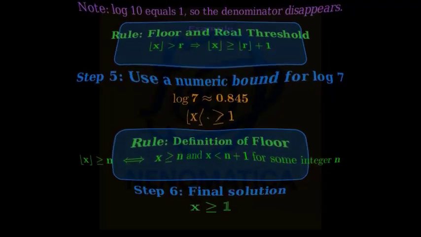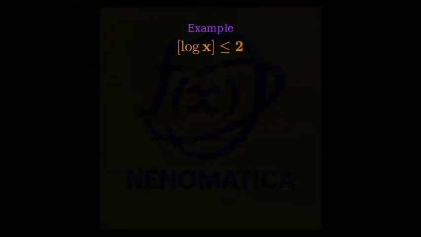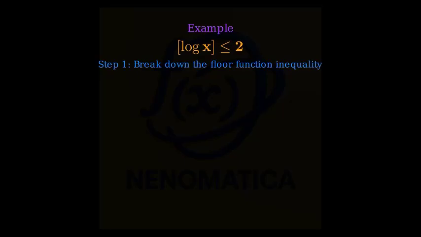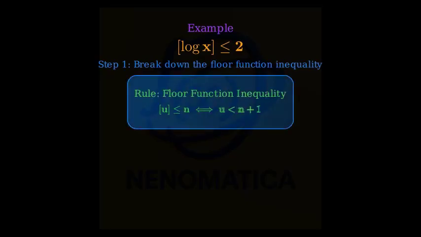We will solve the inequality: the floor of log x is less than or equal to 2, following a clear 3-step algorithm. First, let's display the example and the problem in orange. Step 1. Break down the floor function inequality. We will use the rule, floor of u less than or equal to n if and only if u is less than n plus 1.